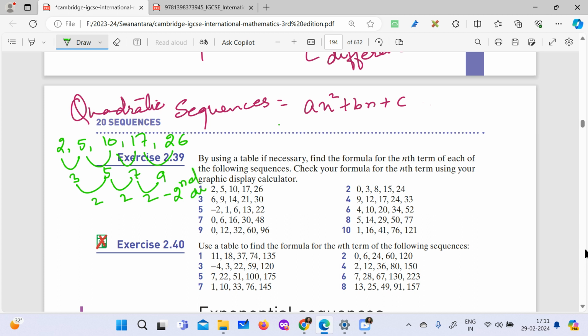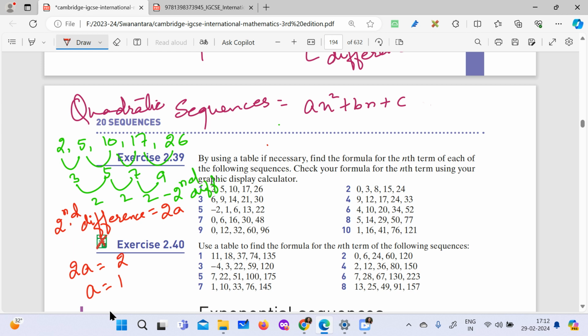Is this clear? Yes, Miss. Okay. Now, one thing you must always keep in mind: your second difference is represented by 2a. Because the second difference is represented by 2a, and here my second difference is 2, I will write 2a is equal to 2, which gives me the value of a as 1. So in general, when you are doing a quadratic sequence, a is half of the second difference. Got it? Okay, now we have the value of a as 1.